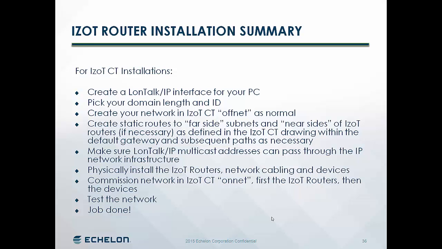You can then physically install your IzoT routers, your network cabling, and then your devices, and then commission the network with IzoT CT on net by commissioning first the routers and then the devices in the same way that you would do for LonWorks. You can then test the network and then you're pretty much finished.